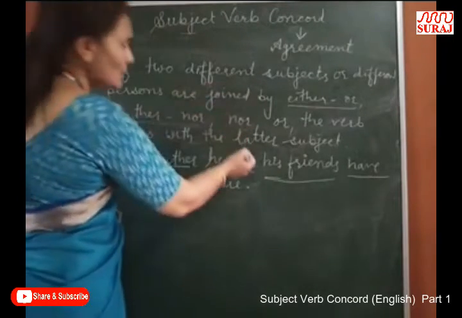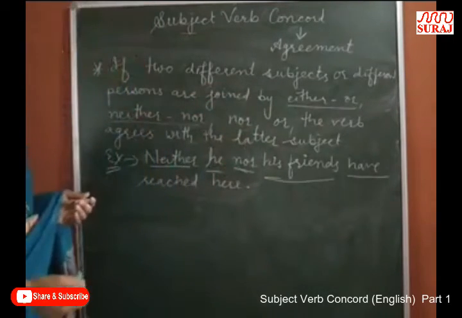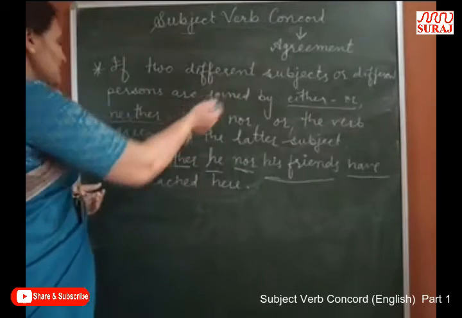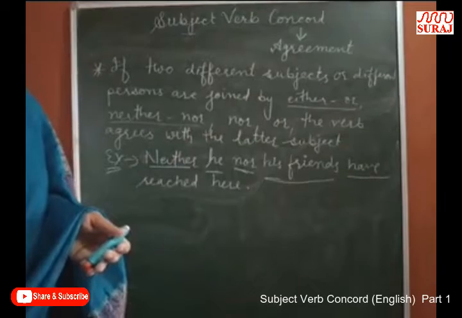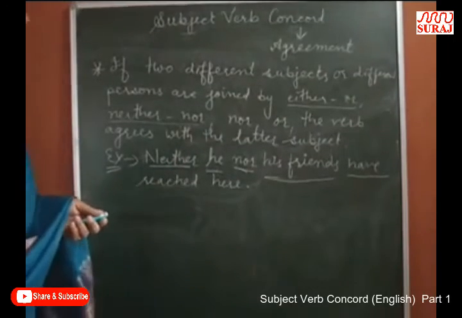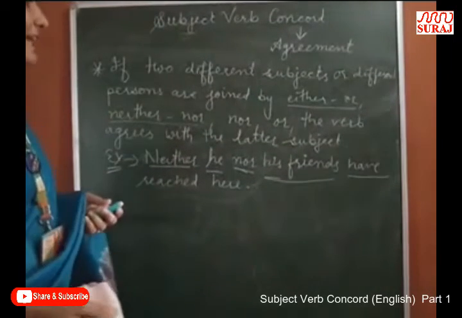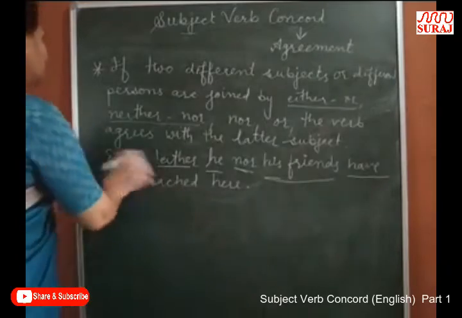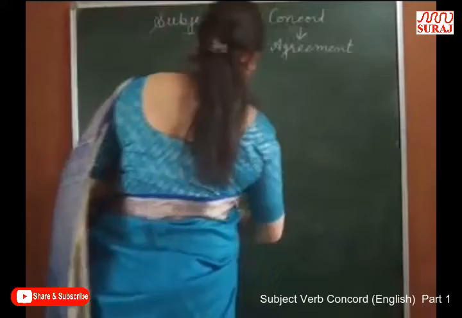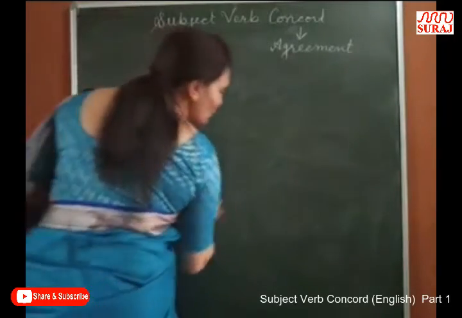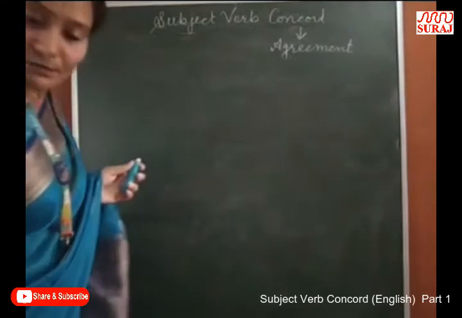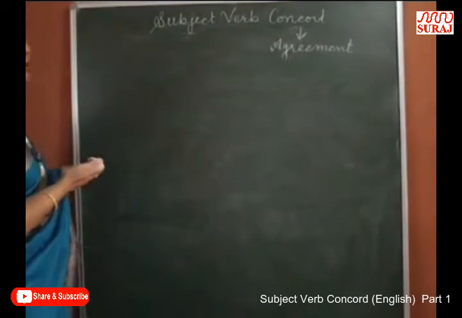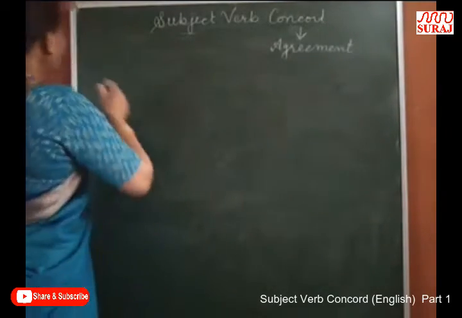So we have learnt this rule also: if two subjects are joined by either or, neither nor, correlative conjunctions in pairs, then the verb must agree with the later subject. Dear students, like this there are so many rules which we have to follow. Next there is a very important rule which I am explaining here.